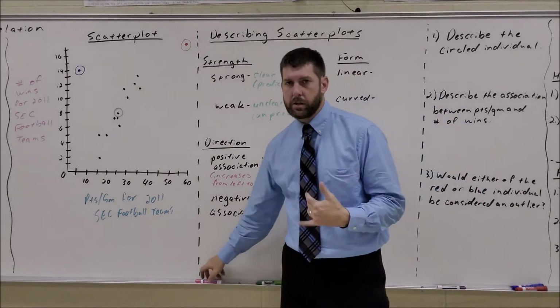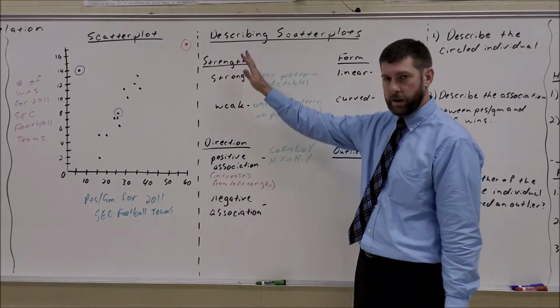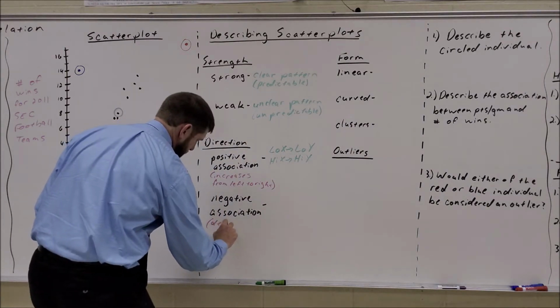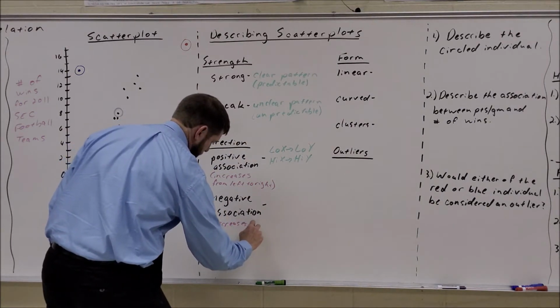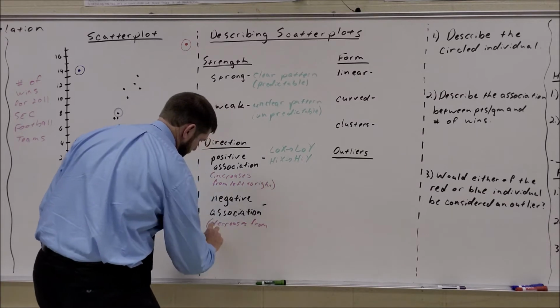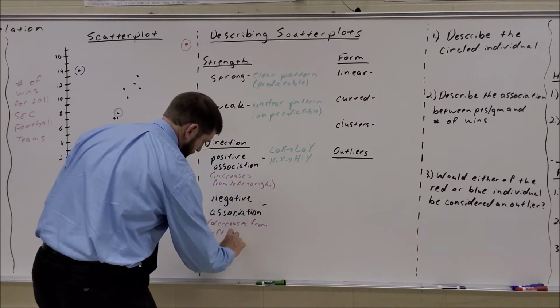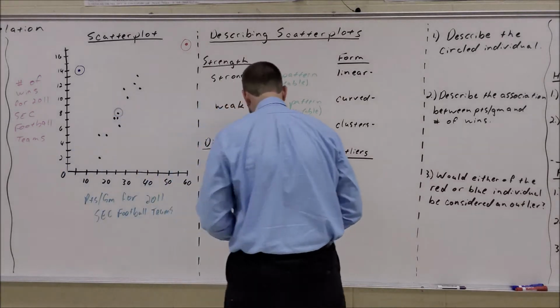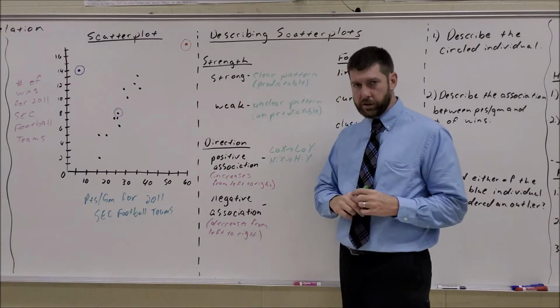Well, a negative association goes the other way. From left to right, the graph would decrease. So it decreases from left to right. Then it has kind of that inverted relationship.